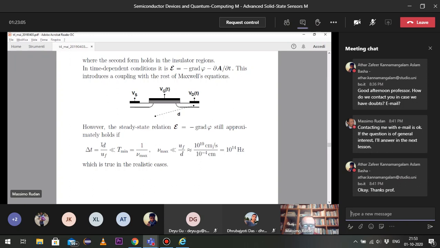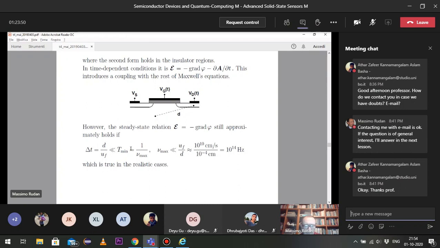Of course, delta T is equal to the distance d divided by the propagation velocity of the electromagnetic field at the frequency ν max. So it is the phase velocity of the electromagnetic field at that frequency. Let's call it UF, okay? So delta T is the time that it takes for the perturbation to propagate from the contact to the interior.